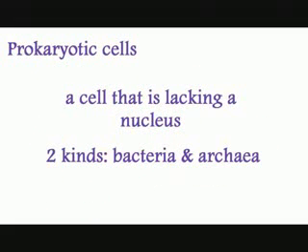The second kind of cell is the prokaryotic cell. It's a cell that is lacking a nucleus. The two kinds are bacteria and archaea.